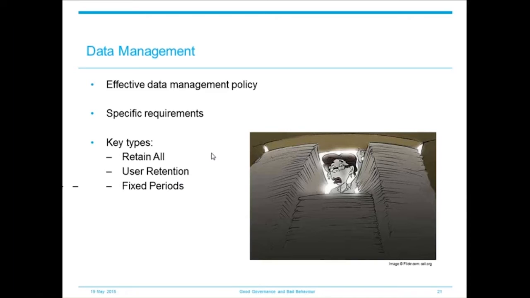The final option considered here is the fixed period policy, whereby data is automatically deleted or archived after a certain amount of time. This is a secure system and avoids the unpredictability of the user retention policy, but there is a risk that certain information, for example, information stored locally on a company computer, may not be deleted effectively, and other information may be negligently deleted.